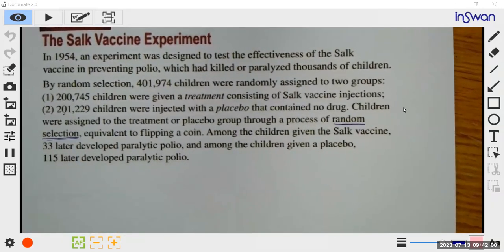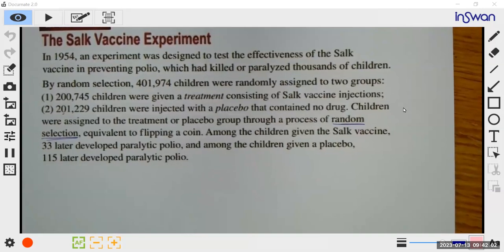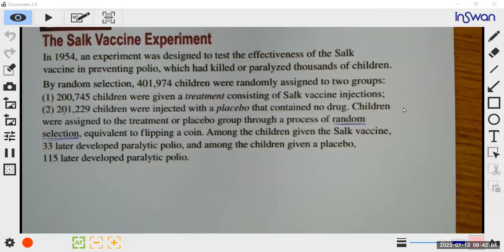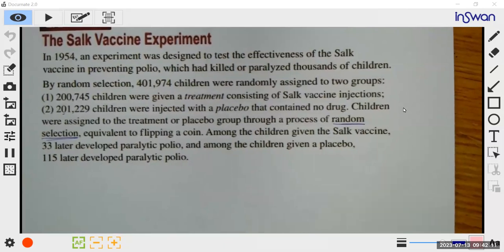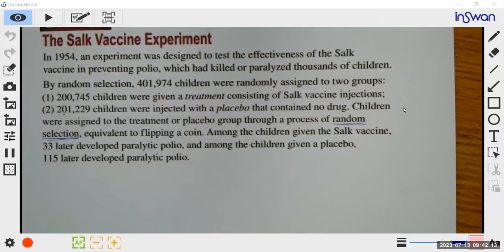That's going to be important for us, because the more randomized you can make a study, the more accurate it could become. The less interference you have on who gets in which group, the more accurate the data is going to be.